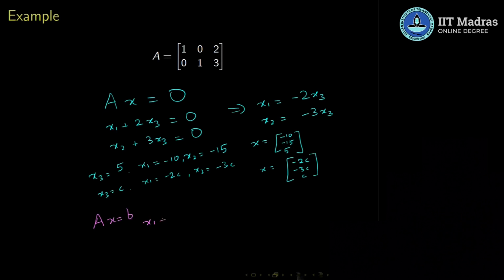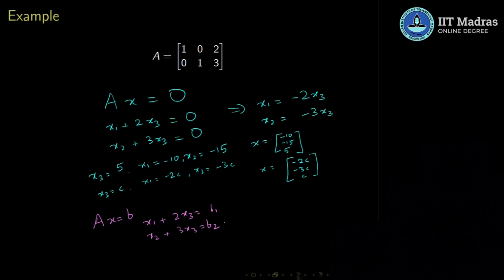The equations are x1 plus 2x3 is b1 and x2 plus 3x3 is b2, and from here we can move x3 to the other side, and then whatever value of x3 we have, we can read off the values of x1 and x2, and each time we will get a solution. So again we have an infinite number of solutions. There was something particularly easy about this matrix.